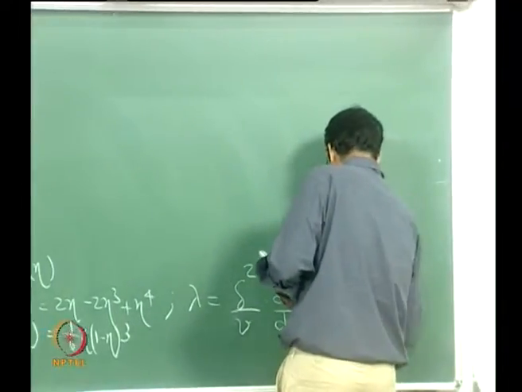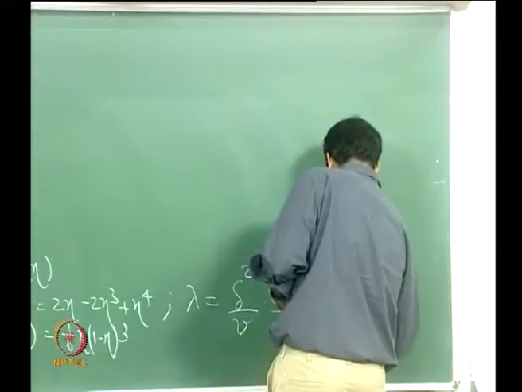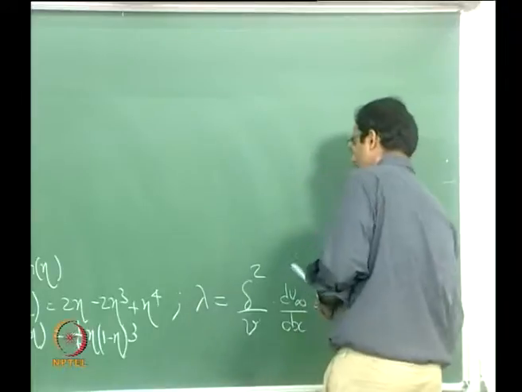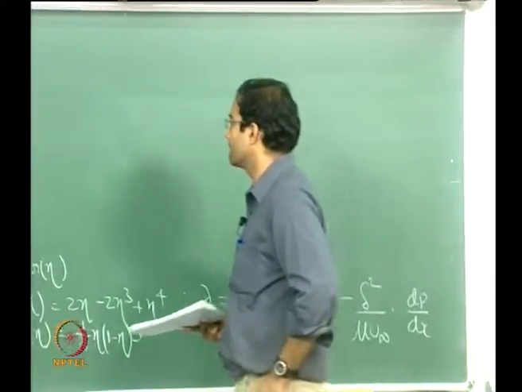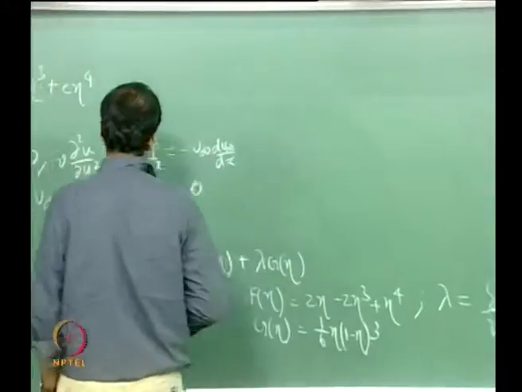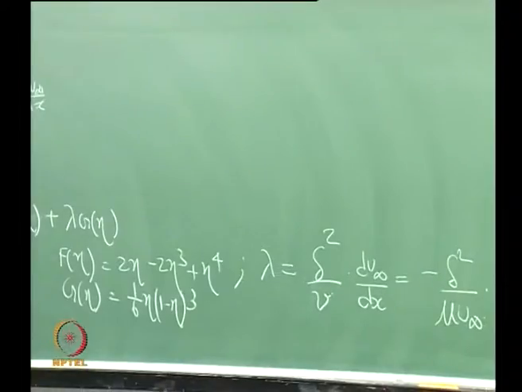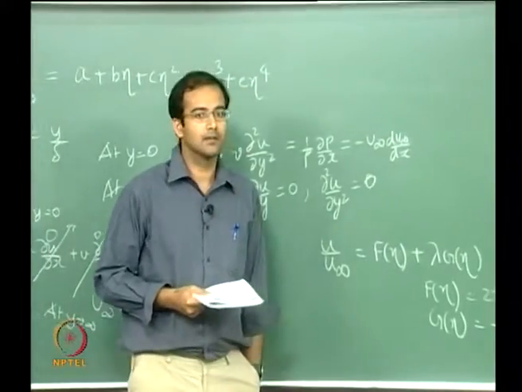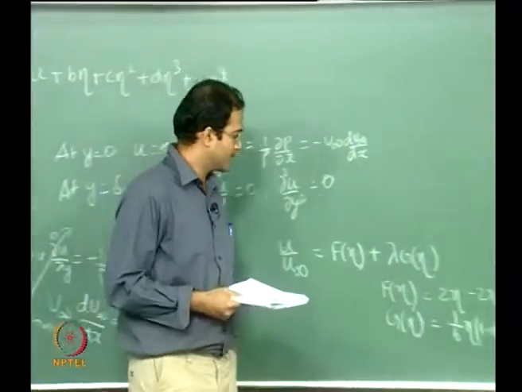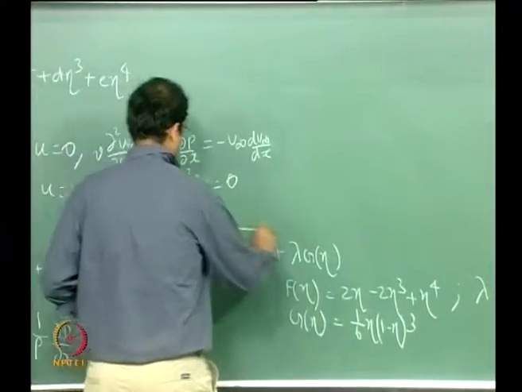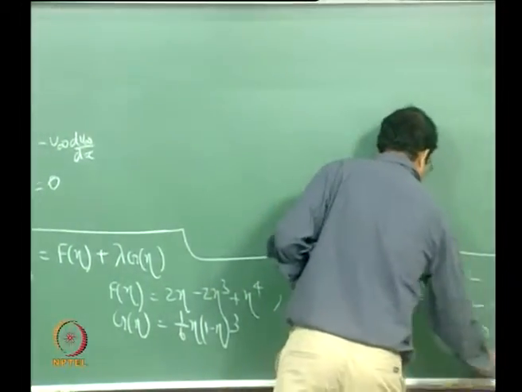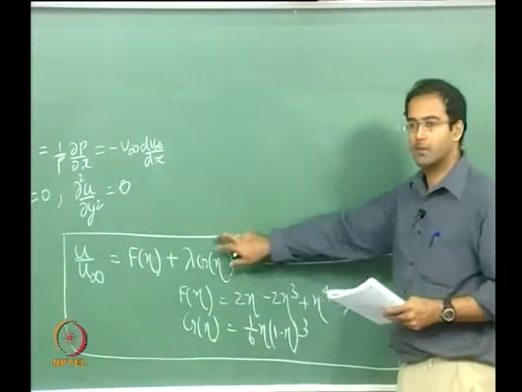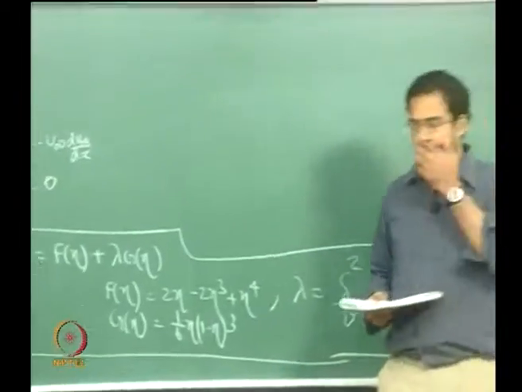So I can write my du infinity by dx as 1 by rho u infinity into dp by dx. So this will become mu into dp by dx. Okay. So is it clear? So I leave this as an exercise. In fact, I will give you as a part of the assignment where you can substitute these conditions and you can check if you will be finally reaching this particular profile.